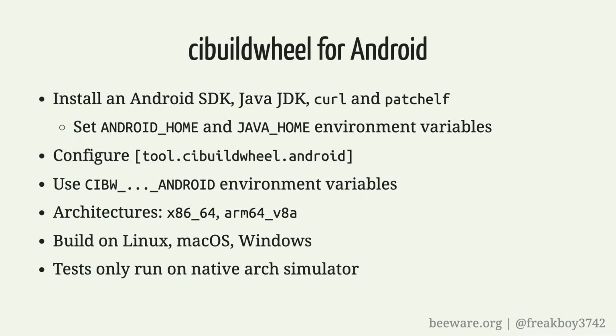To build for Android, you need to have the Android SDK installed with the Android home environment variable set. This can be either a full Android Studio install or just the command line tools. You need to have a Java SDK installed with Java Home defined, or at least javac on your path. You need curl installed to manage some downloads, and you need PatchElf installed to perform some of the post-build auditing and fixes.